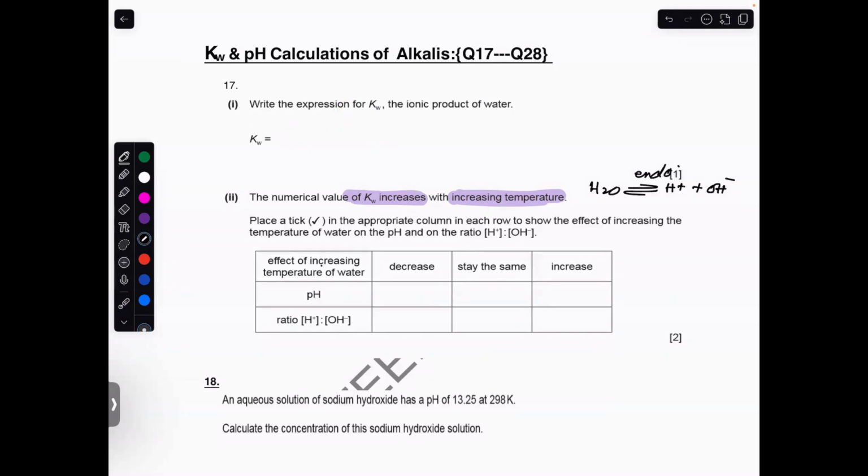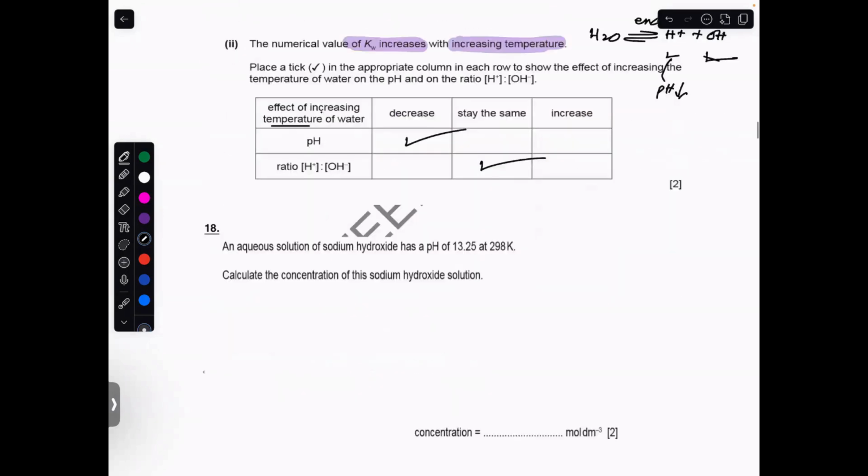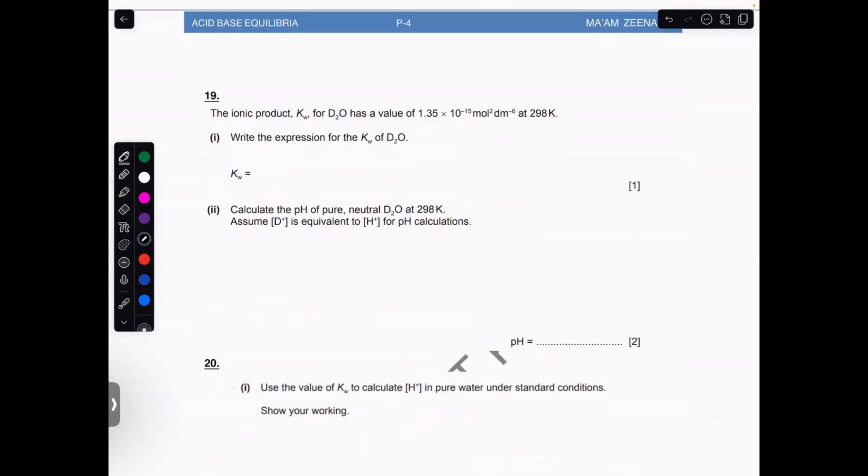So, effect of increasing temperature. When the temperature increases, the H plus would be more, the OH would be more. If the H plus is more, the pH is less. The ratio remains same, right? And there are some other questions, like, they have given you Kw and you are supposed to find H plus. This I did for you. Exactly the other question is this way, like the one that I explained.